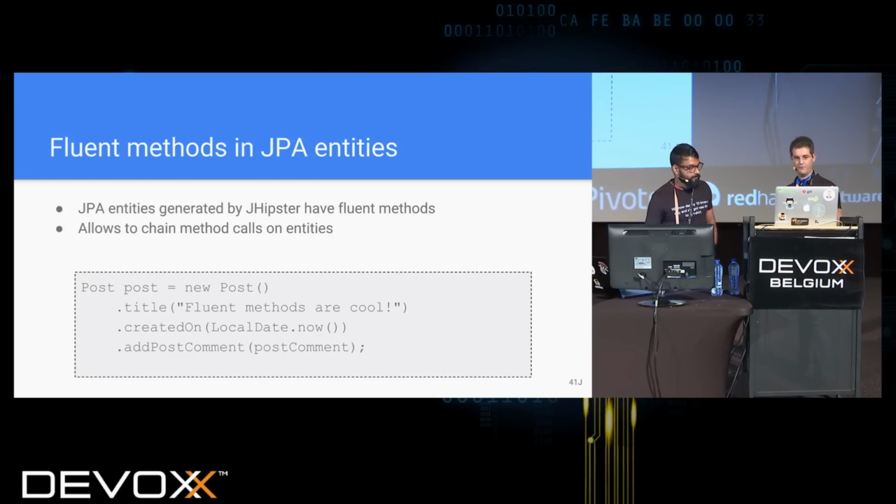So we talked about Fluent methods in JPA entities. So that's coming from Hibernate, in fact. As you can see, those Fluent methods allow you to code in a much more concise way, so we love it. And that's what we generate by default. And that's one of the options that you can change if you don't like it.